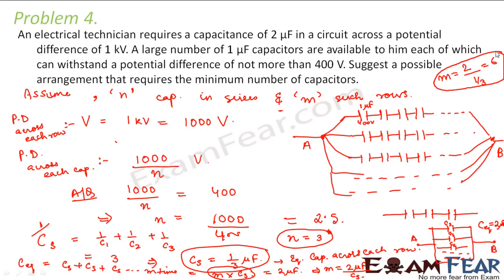That is equal to 6. So we found the value of N as 3 and M as 6. That means the possible arrangement should be somewhat like this. There should be 3 capacitors in series and there should be 6 such rows. That means 1, 2, 3, 4, 5, 6.